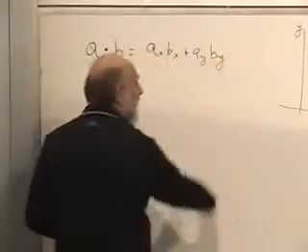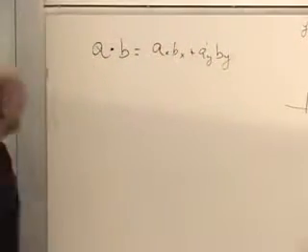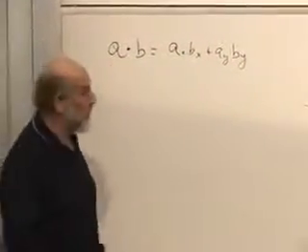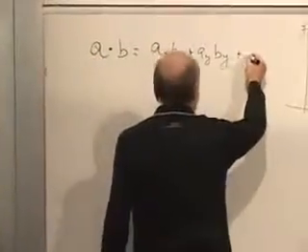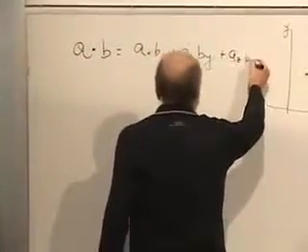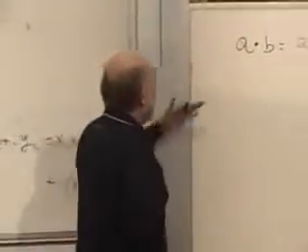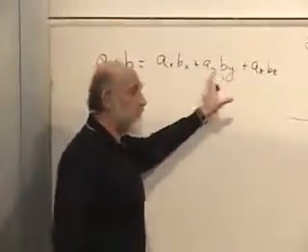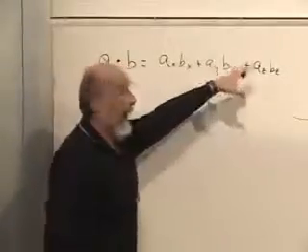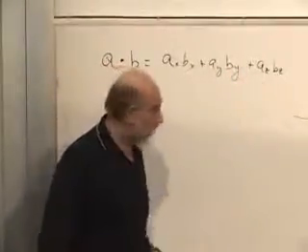What if there's a third direction? Straightforward. If there's a third direction or a fourth or a fifth or a sixth direction, you just keep going: AZ BZ. So in other words, it's just the sum of the products of the components axis by axis, x, y, z, and so forth.